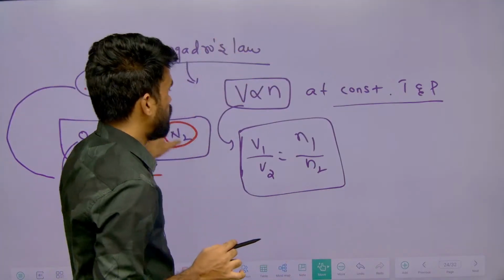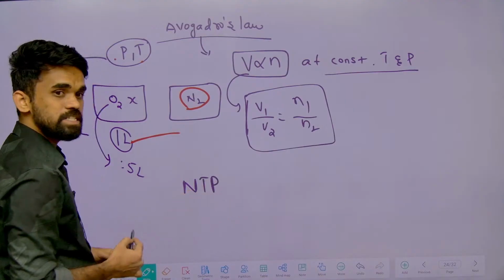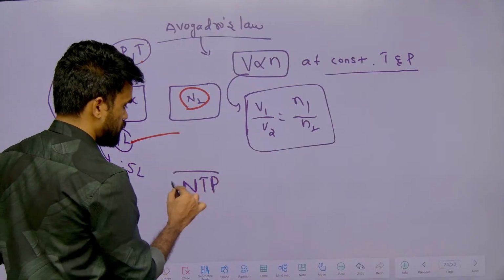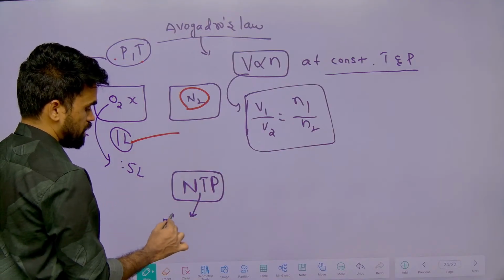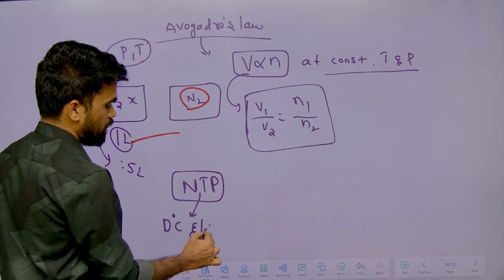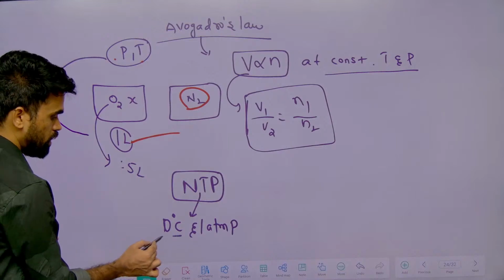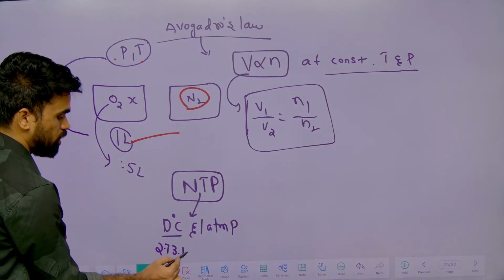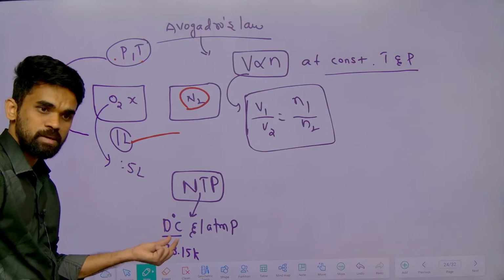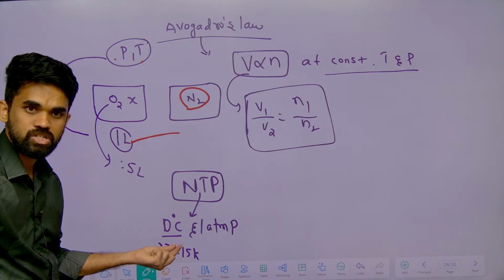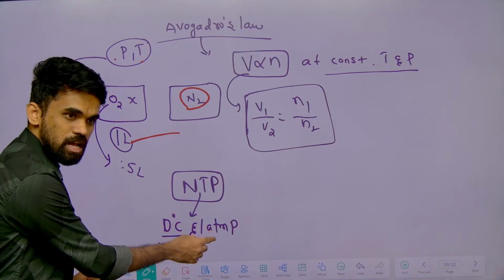Next one, there is a condition called NTP condition. NTP or STP conditions are there. At these conditions, NTP means you can take 0 degrees Celsius and 1 atm pressure. 0 degrees Celsius is also considered to be 273.15 Kelvin. Anything can be mentioned. If the temperature value is given, then it is constant. So temperature is constant, pressure also constant.